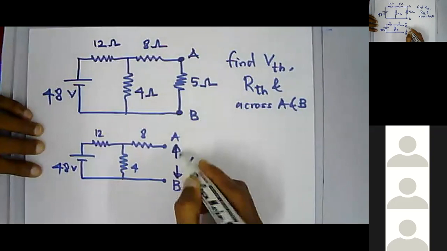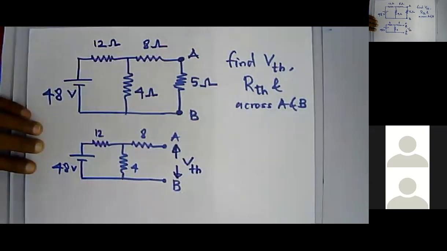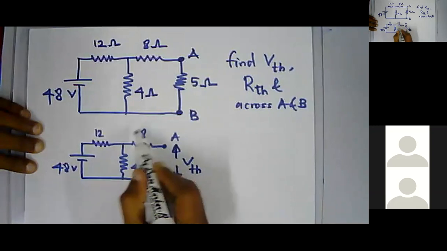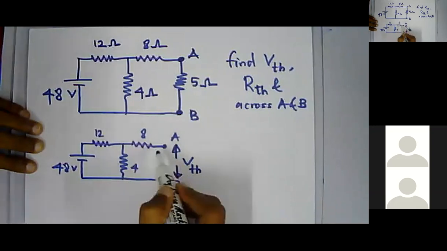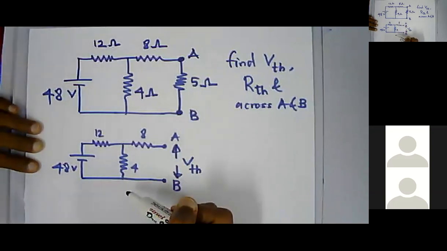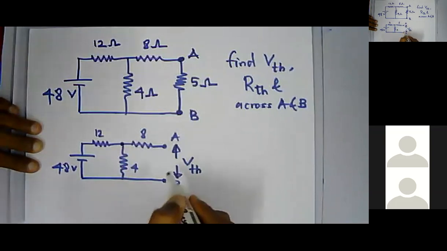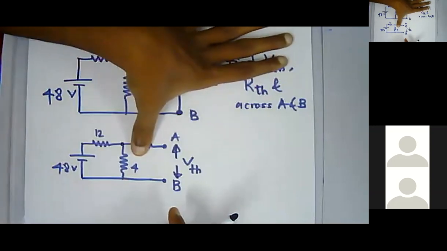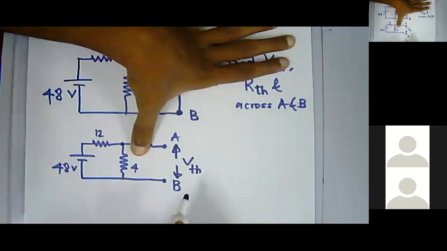VTH is actually the voltage across A and B. Now you need to calculate the voltage across A and B. How can you calculate it? If this is open circuited, is there any current through this 8 ohm resistor? No, right? Since A and B is open circuited, this will simply be a floating resistor. There will not be any current flowing through the resistor.